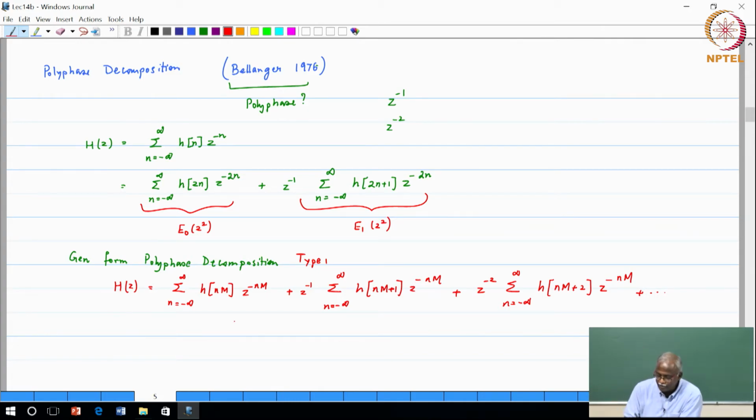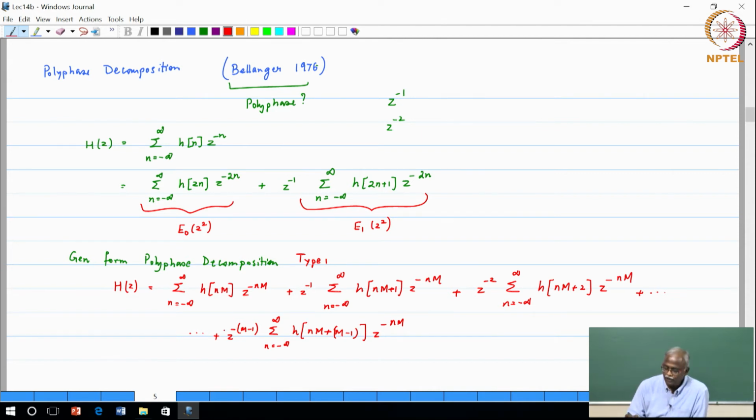multiples of m, there will be a total of m. The last one will be a summation n equal to minus infinity to infinity h of n m plus m minus 1. That is the last one when you do the subsequences. This will be z power minus n m, still with a leading polyphase term. Okay, this will be plus z power minus m minus 1. Okay, so notice that you have power of 0, power of minus 1, minus 2, minus m minus 1.